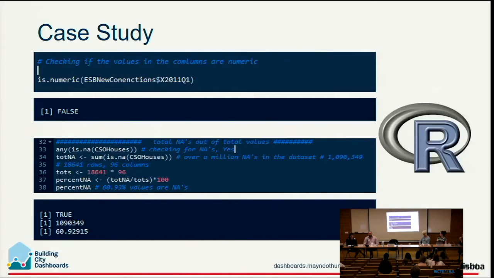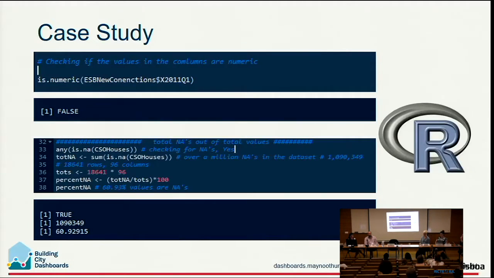Like the first example here at the top, just to check if the values in the columns are numeric. This is the ESB new connections in the first quarter of 2011, and it says false. So it's not even numbers. So instead of trying 1 plus 2, it's trying to add x plus y. And then in the example below, we test for null values in the data set in the CSO housing report.